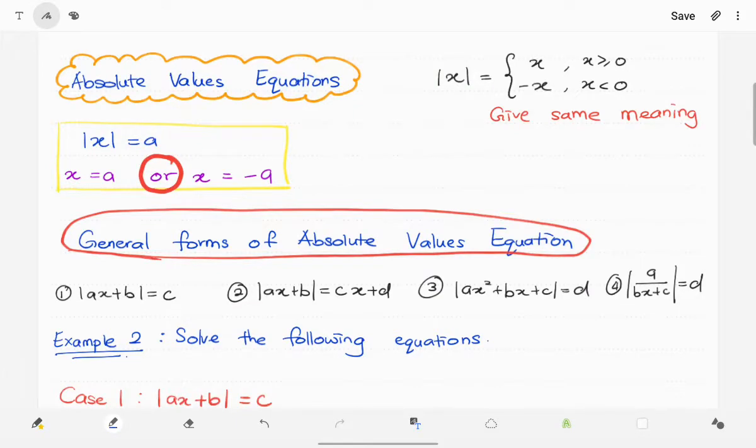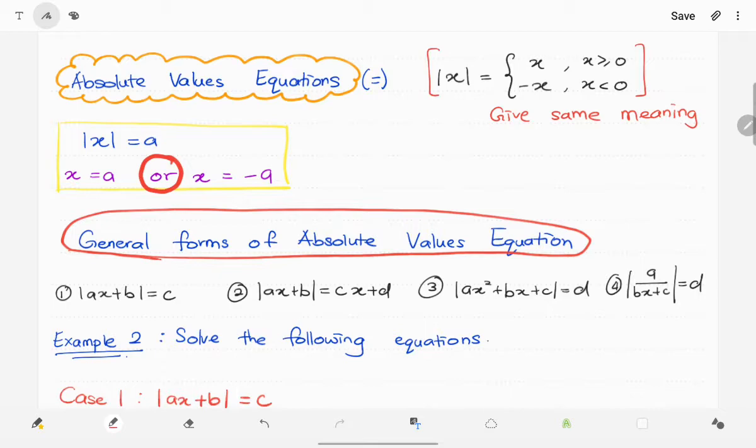Hi everyone. Okay, so let's look at absolute value equations. Equation means equal sign. It doesn't involve any inequalities yet, so we just play around with equations. First things first, let's recap the piecewise function here.